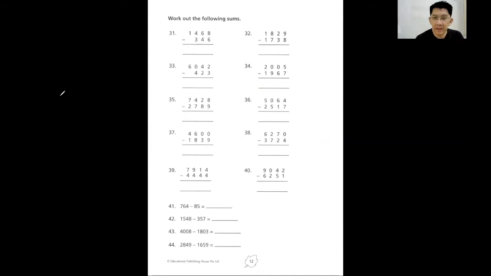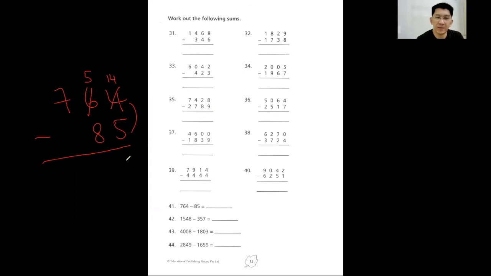Starting with number 41. So 764 minus 85. So 4 minus 5. If you remember, we can't do this because it's a small number. Small number cannot minus big number. In that case, we will need to borrow 1 from this 6. So if we take 1 from 6, that leaves only 5 here. And what about 4? 4 gets 1. Gets 1 from 6 means plus 10. When you get 1 from 6 means you add 10 to yourself. So 4 plus 10 is 14. Now, we can do 14 minus 5, can't we? 14 minus 5 is 9.